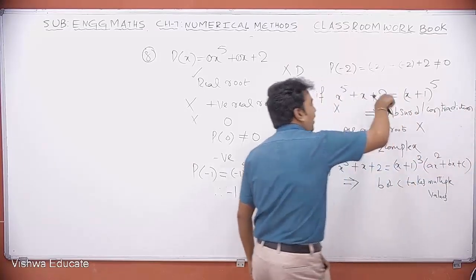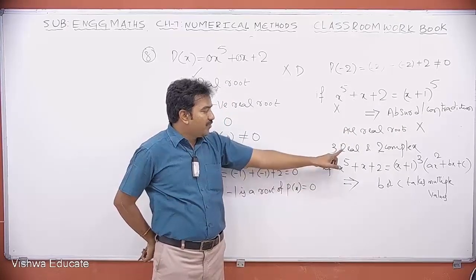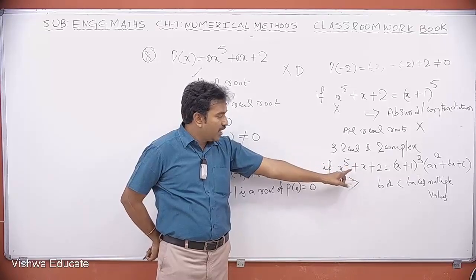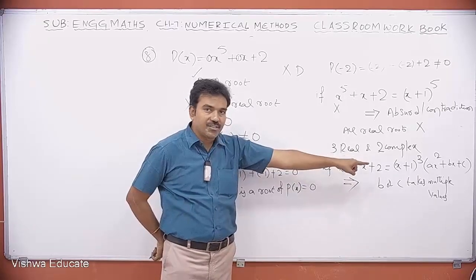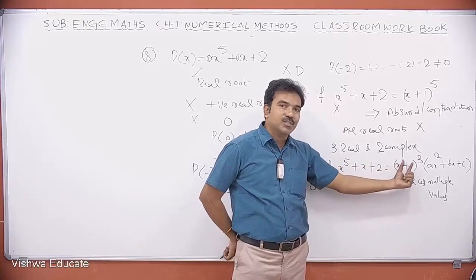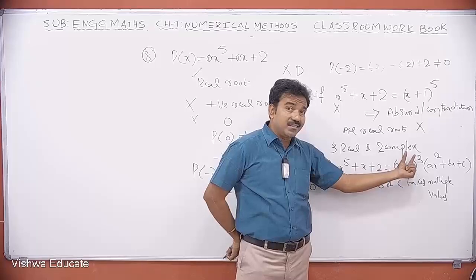Contradiction means you cannot write like this. So all real roots are not possible. Suppose it has 3 real and 2 complex, then I can represent like this: x power 5 plus x plus 2 equal to this. Because if minus 1 is a root repeating 3 times, I can write it as (x plus 1) whole cube.